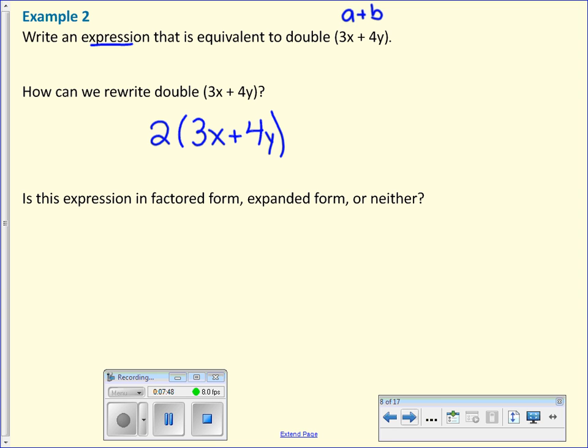Now, is this a factored form, expanded form, or neither? Take a minute and think about what you did for part 2 on your homework last night. You had to find that common factor and write it outside the parentheses. And that's what we did last week with GCF. So we have the GCF, or that factor outside the parentheses. So this expression is in factored form. And you're writing that in your notes.